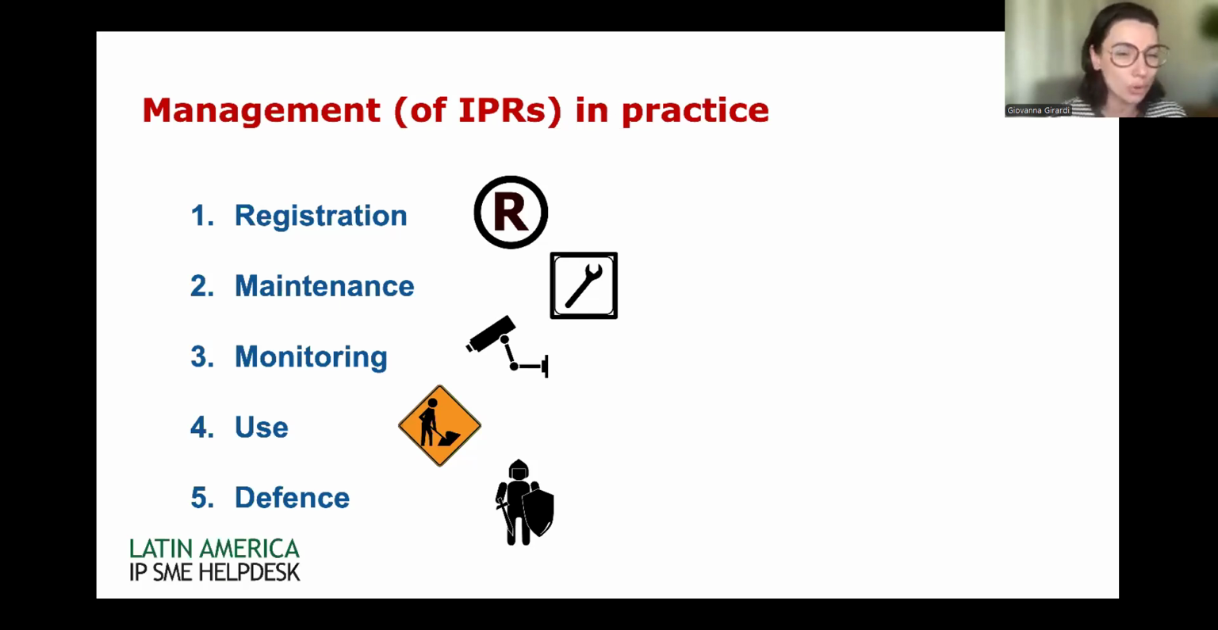something with those contracts. So registration, maintenance, monitoring, you need to keep an eye on what's happening in the market, so you know when to take action when there is an unauthorized use, because the relevance of the right is precisely that, being able to have the exclusive use and decide when and who is allowed that use, the use in itself, and the defense in case of an unauthorized use.